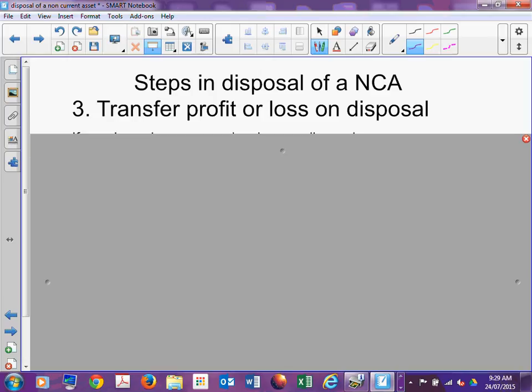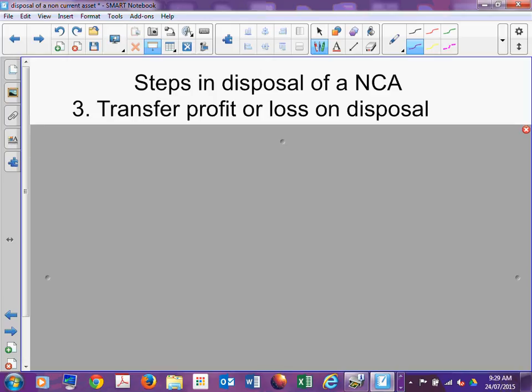Step 3 is to determine if we've made a profit or loss on disposal and to transfer that amount out of the disposal account. That's step 3. So transfer profit or loss on disposal. Now what could happen is that you receive as a proceed from the sale or as a trade-in the exact amount of the unconsumed amount of the asset. And if that's the case, there's no profit or loss. And that means the disposal account will balance off right then and there before anything else.